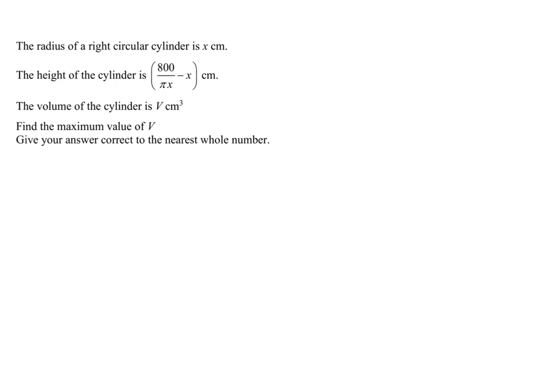So we have here the radius of a right circular cylinder is x, and the height is given by that expression just here. I'm just going to draw a sketch. You wouldn't need to do this in the exam, but I think it's useful to actually visualize exactly what is going on here. So we have a cylinder like this. The radius is x, and the height is going to be 800 over pi x minus x. That's a hideous looking expression. And the volume is V. And it says find the maximum value of V, the maximum volume.